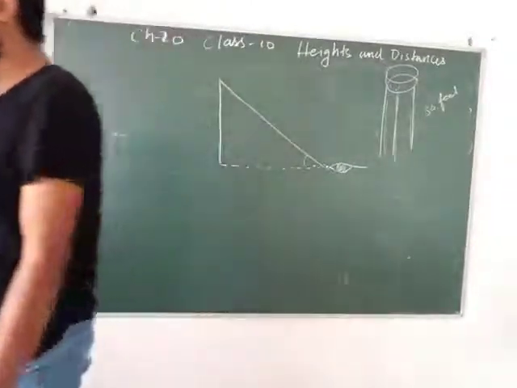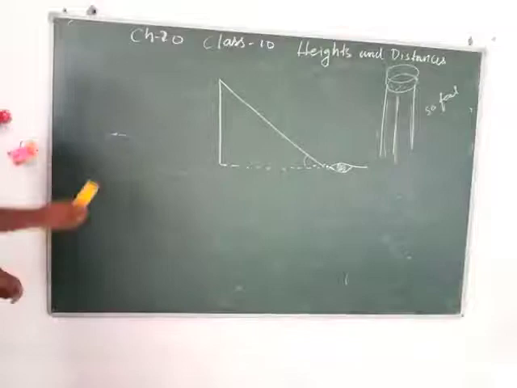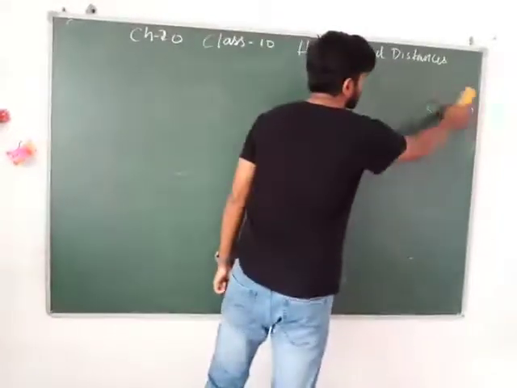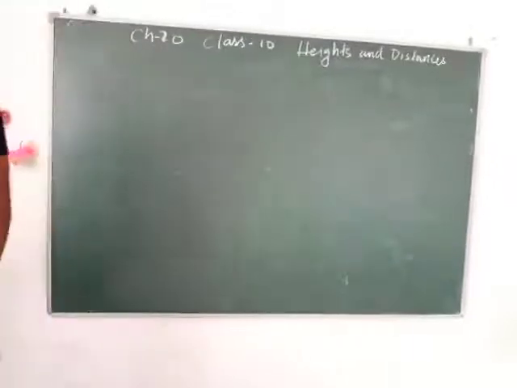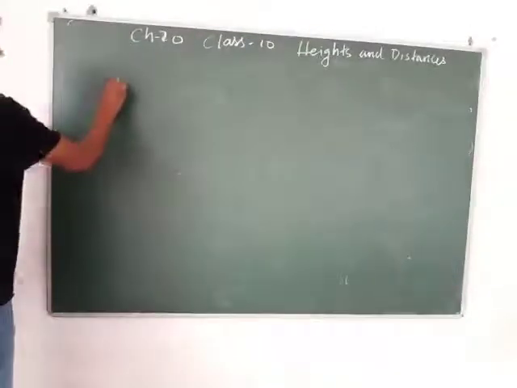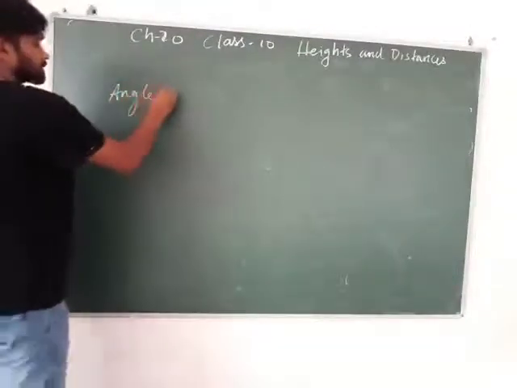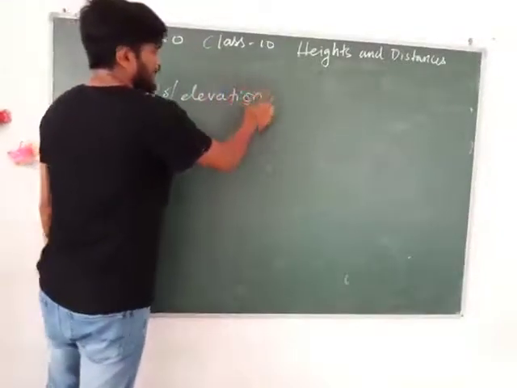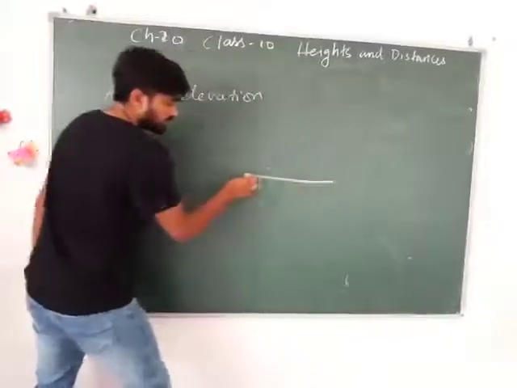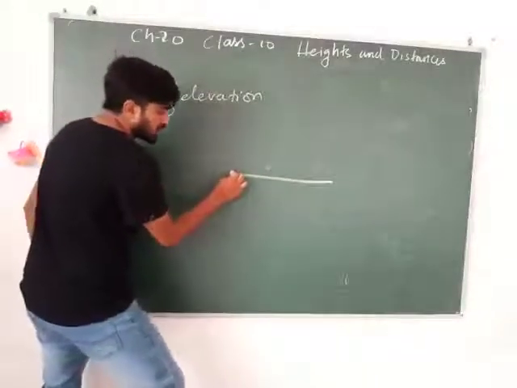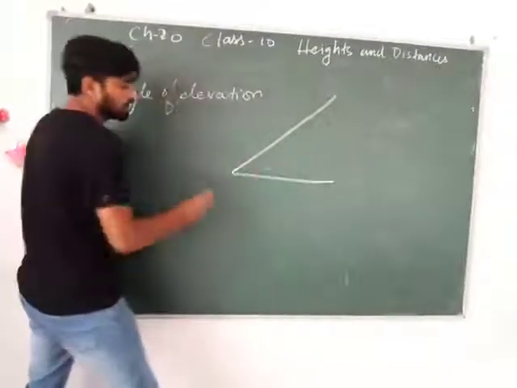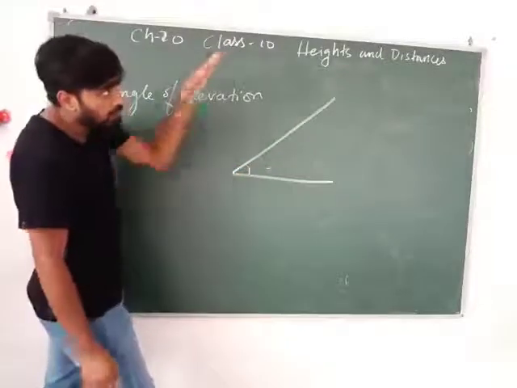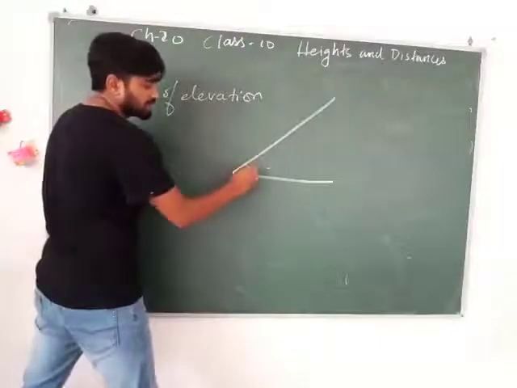Okay, what is this chapter all about? There are some basic things that we need to know. And the first basic thing is angle of elevation. Angle of elevation means, okay, you're standing over here and you're looking upwards. So this is called angle of elevation. When you look upwards, that is called angle of elevation.